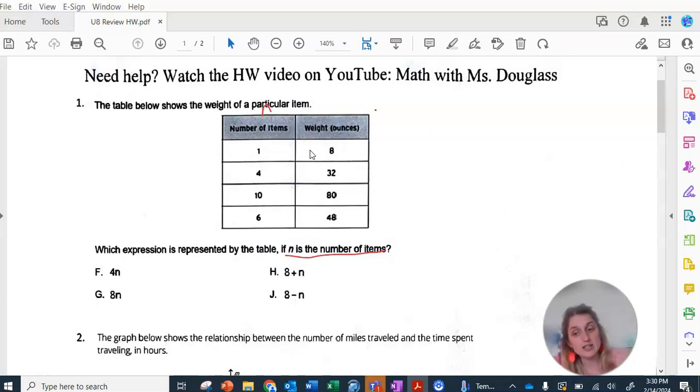So I see some additive options, I see some multiplicative options. You need to find the rule that works for any number that's in the n column. Do this thing and it will equal the number that's in, for the sake of talking about it, we'll call it the w column.